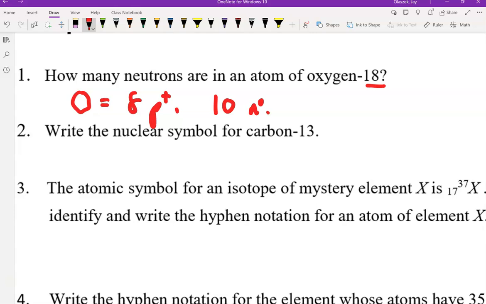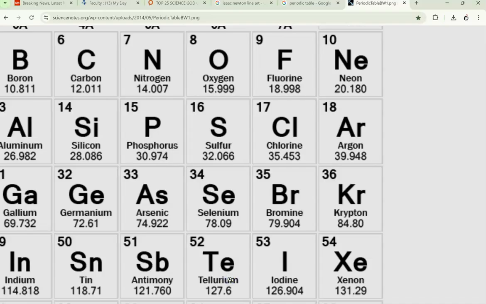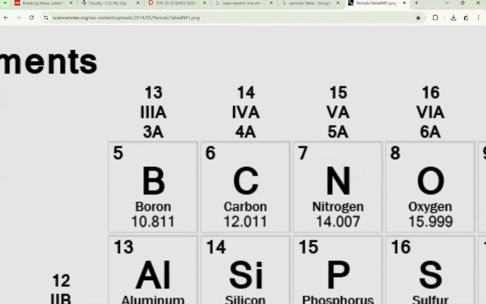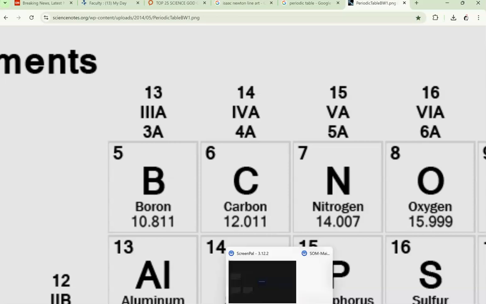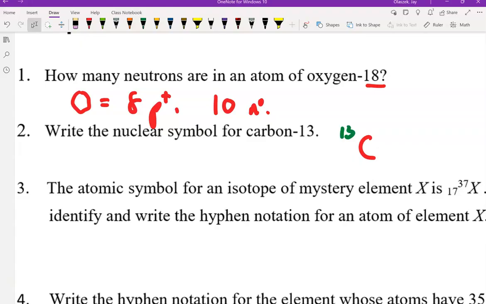Here is number 2, the nuclear symbol for carbon-13. Carbon-13 is a sample of carbon with an atomic mass of 13. So we'll put the atomic mass up here as the convention for nuclear symbol notation dictates. It's carbon, and so it has to have an atomic number of 6. We see that here. That means 6 protons, and so we'll write that down here. There's the nuclear symbol for carbon-13.